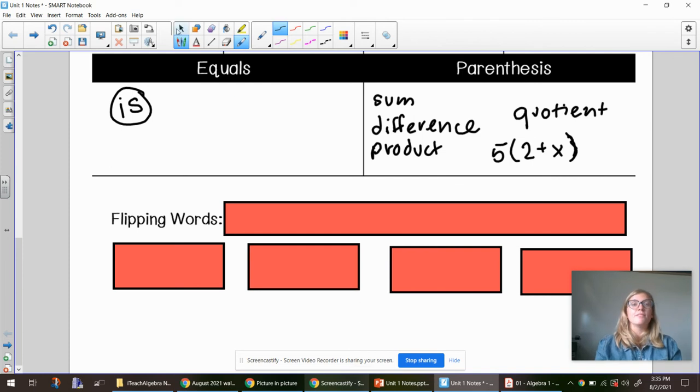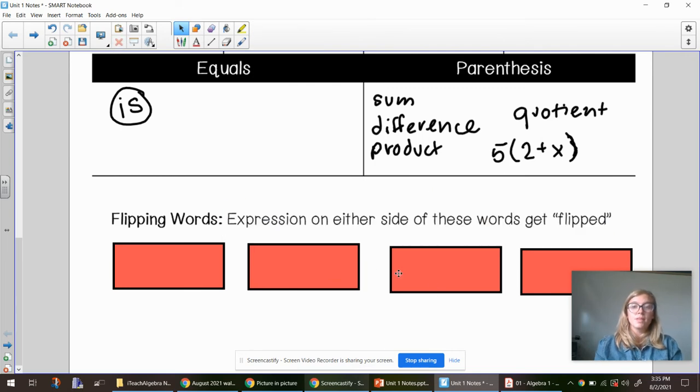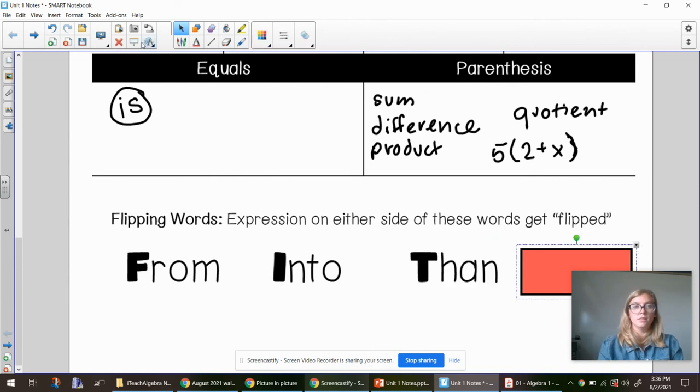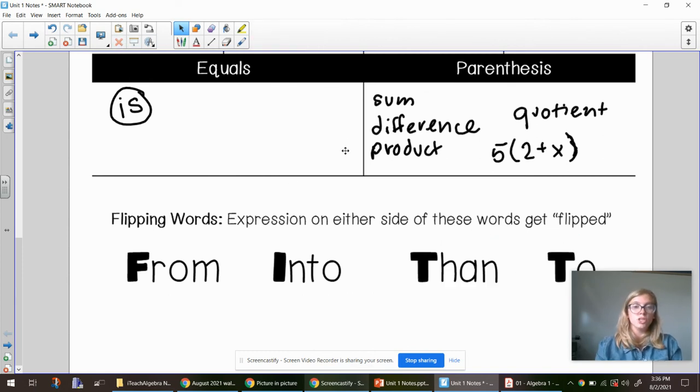Last but not least, we have our flipping words. So flipping words change the order. Whenever you see one of these flipping words, it means an expression on either side of these words gets flipped. So the flipping words are from, into, than, and to. So let's give an example.